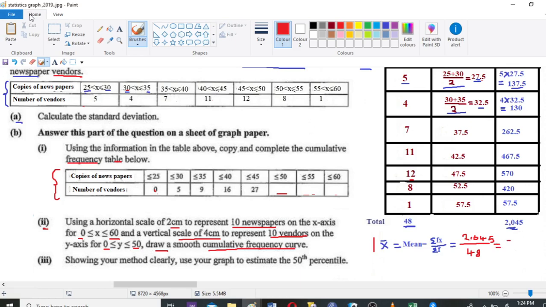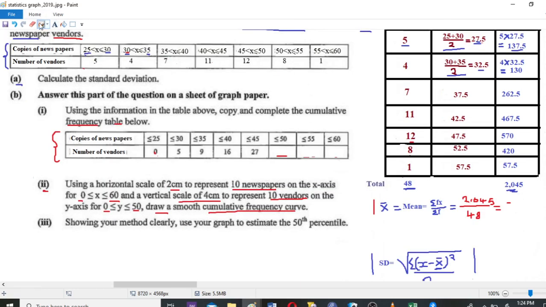We are getting 42.60. That's what we have. So this is our mean.